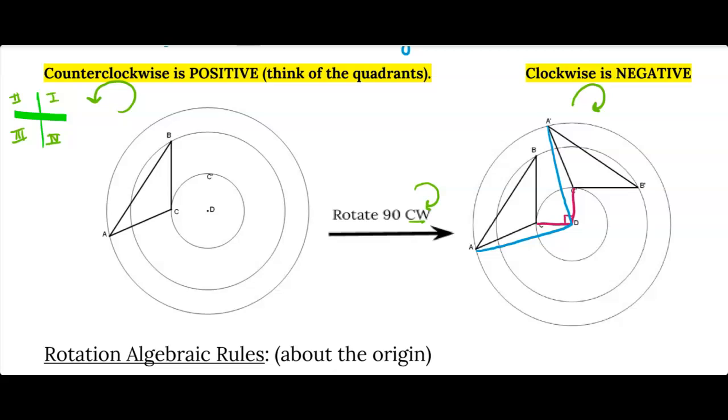And then again, also from B to B prime. So they create these right angles, and that's how you find your center of rotation and how you find where your image should be.